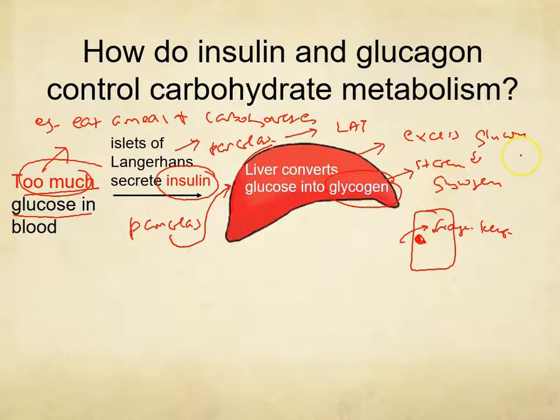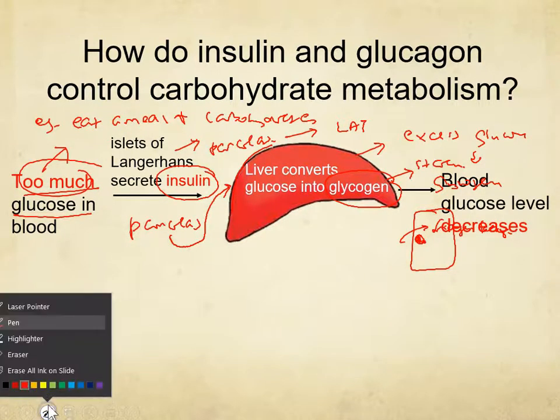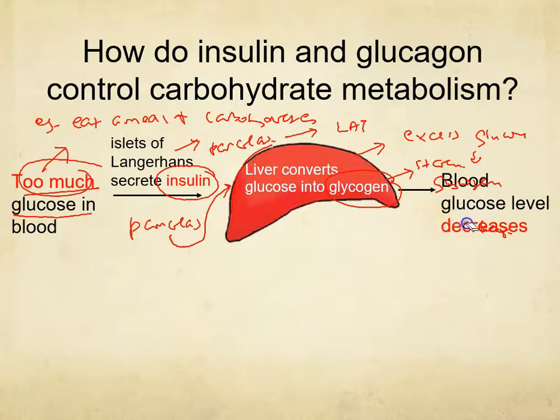Remember? And then what happens? What happens is that the blood glucose level will then decrease back to normal. Can you please write that down? It decreases back to normal. Now, our human body actually has about 80 to 90 units of glucose that is considered to be normal. Okay, that is when you eat too much glucose.